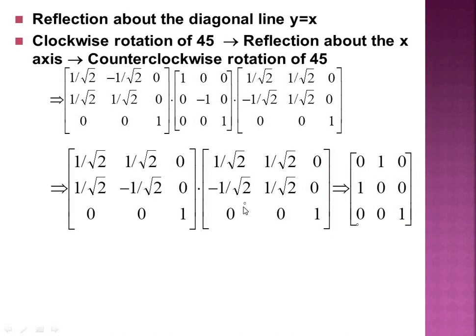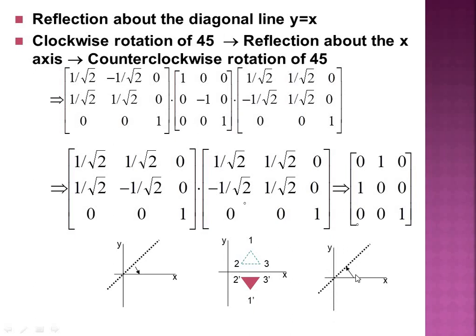This actually gives you the reflection about the diagonal line. First of all, we rotated the line by angle 45 degrees so that it coincides with the x-axis, and then we reflected the object about the x-axis, and then we again rotated the line by angle 45 degrees so that it is shifted to its original position. This is all about the reflection about the diagonal line y equal to x.